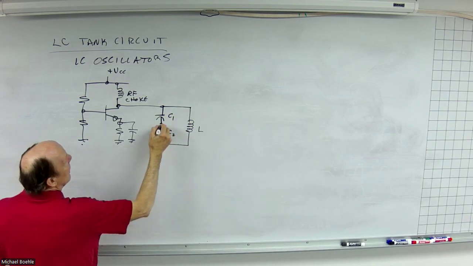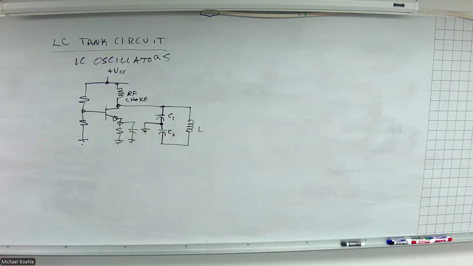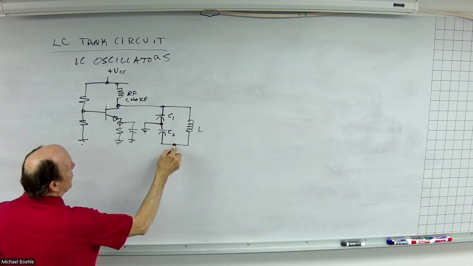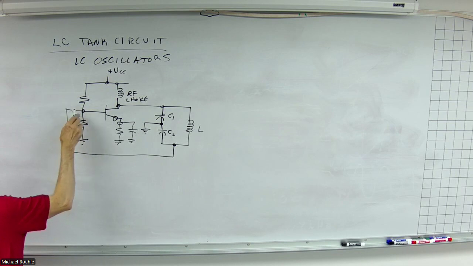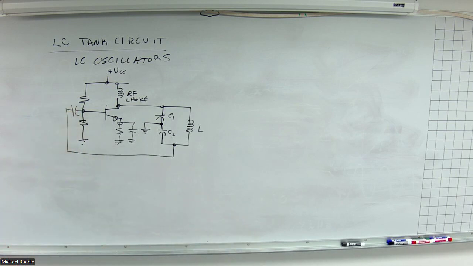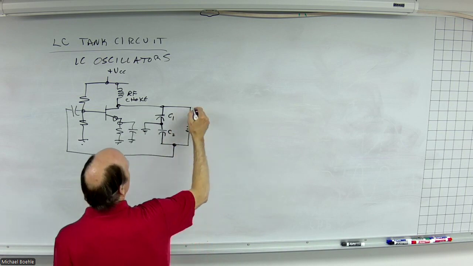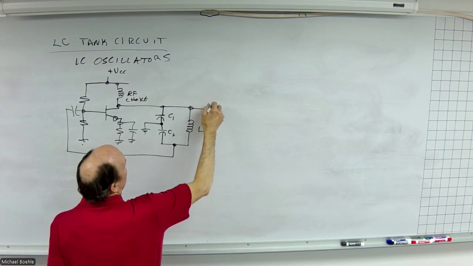Now, between those 2 capacitors is my reference point of ground. And then take the voltage here and feed it back to there. Now, the output voltage, I should label that. There's your output voltage.